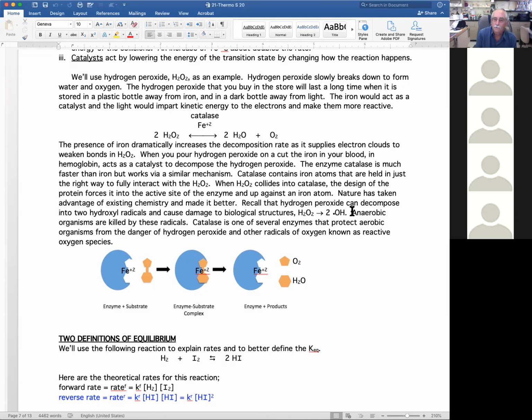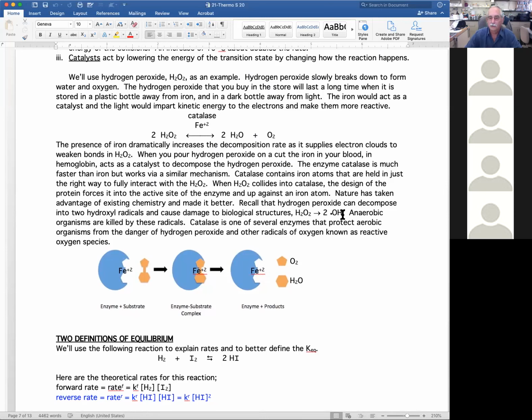So if you're worried about getting a bacterial infection from your desk, you're not going to get an infection from an anaerobic bacteria, because anaerobic bacteria cannot survive in the presence of oxygen. You know why? Because it's the hydroxyl radicals that kill it. It destroys the DNA.